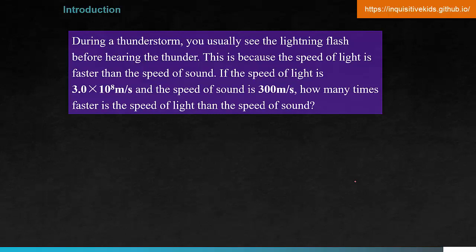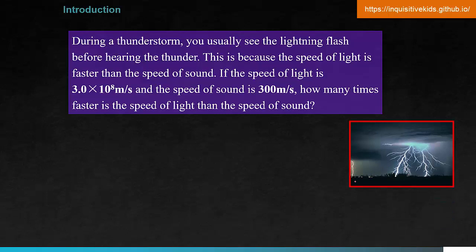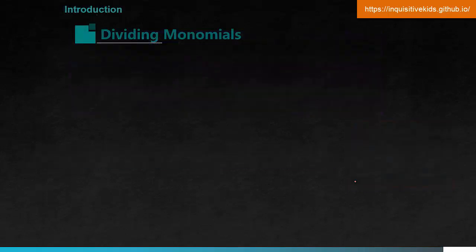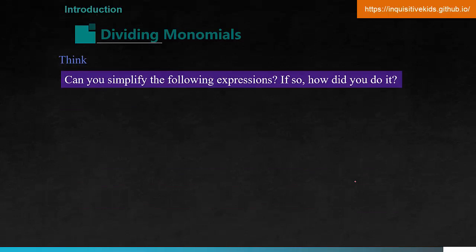During a thunderstorm, you usually see the lightning flash before hearing the thunder. This is because the speed of light is faster than the speed of sound. If the speed of light is 3 times 10 to the 8th power meters per second, and the speed of sound is 300 meters per second, how many times faster is the speed of light than the speed of sound? So with today's learning, we can solve this problem. Can you simplify the following expressions? If so, how did you do it?